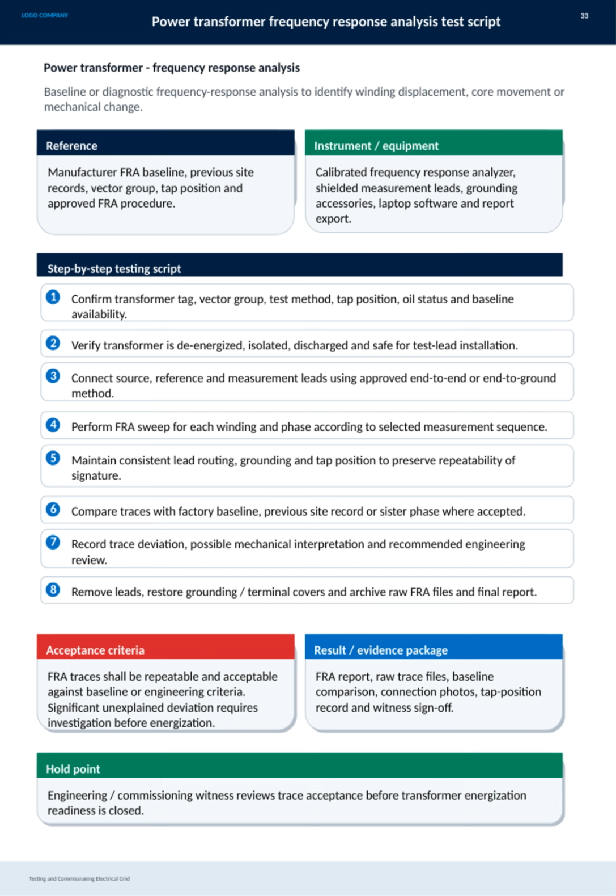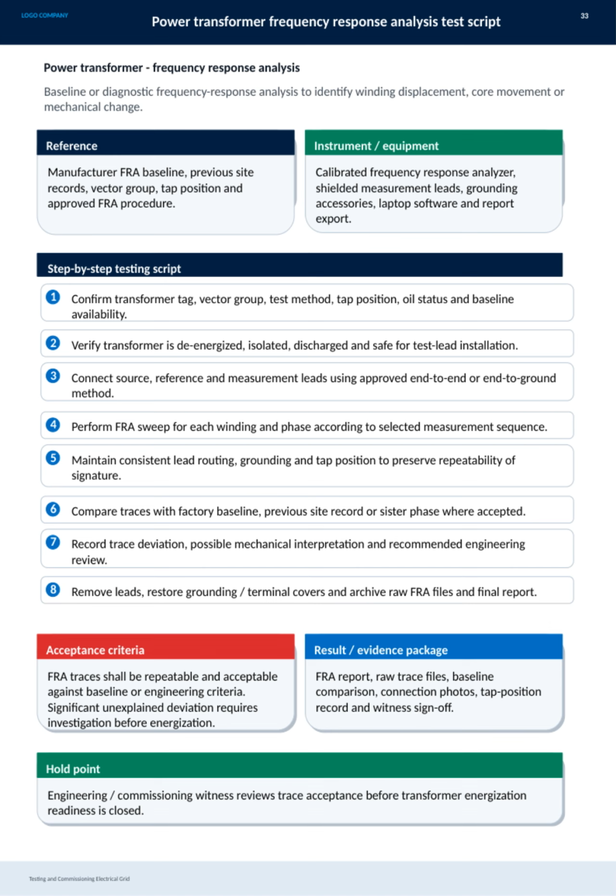We perform the FRA sweep for each winding and phase in the proper sequence while maintaining consistent lead routing, grounding, and tap positions to preserve repeatability. After gathering data, we compare the traces against the factory baseline, previous site records, or sister phases to detect anomalies. Any trace deviations are recorded, along with possible mechanical interpretations and recommendations for engineering review. Finally, we remove all test leads, restore grounding and terminal covers, and archive raw FRA files and the final report.